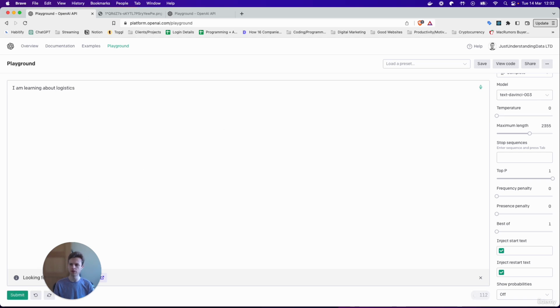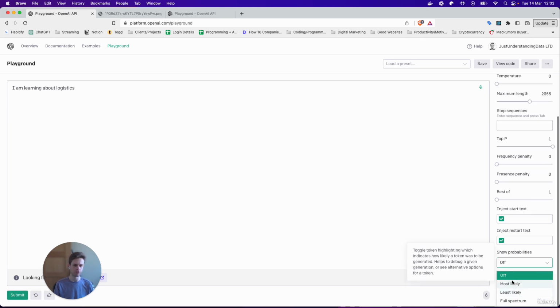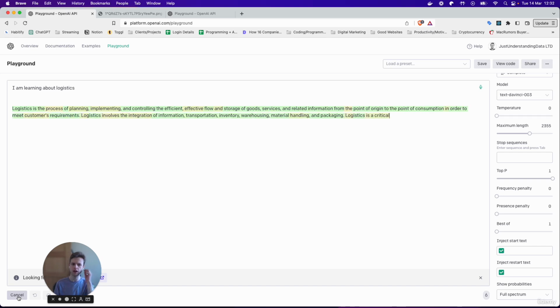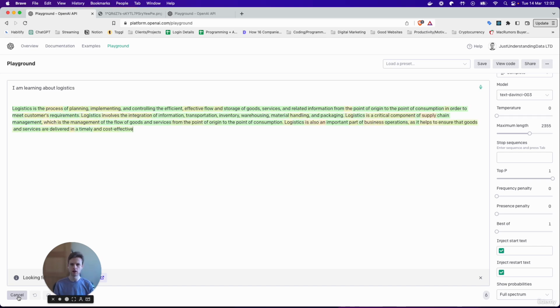But what's quite interesting is if you look in the bottom right section, we have this show probabilities option where we can look at the most likely, least likely, the full spectrum. So let's click full spectrum and then again click submit. Now notice most of the text here is green, and the reason for this is if we look at the log probs, notice how they are incredibly likely.